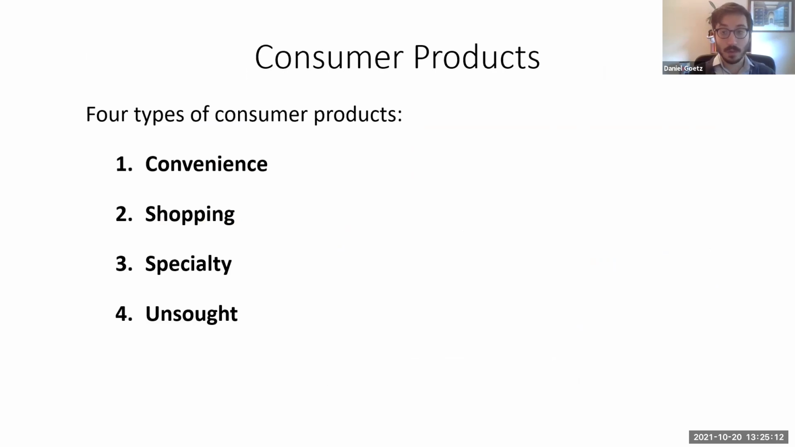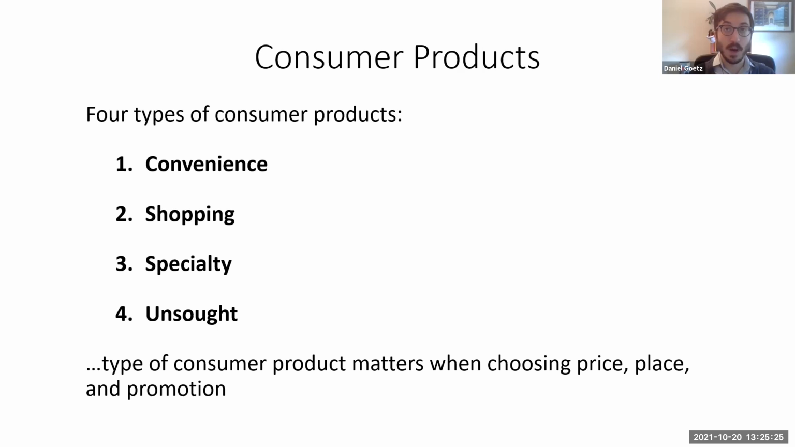Within the category of consumer products, we can think about 4 different types. We have convenience, shopping, specialty, and unsought products, okay? And as a preview of why classification matters, well, the type of consumer product matters when you're making decisions about the other 3 Ps, when you're deciding things like price, place, and promotion.